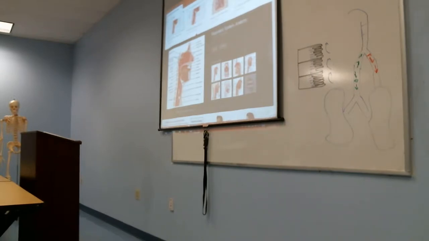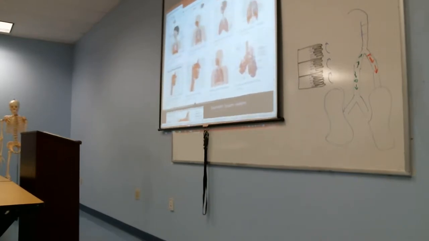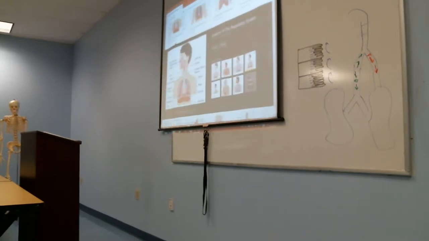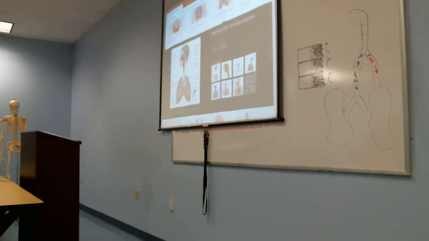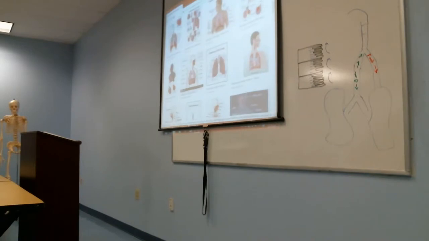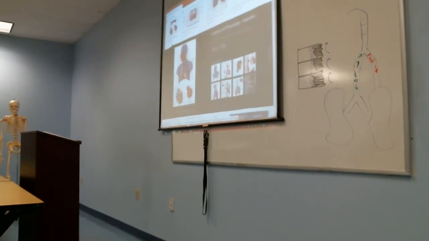What else? Then as it descends, the trachea branches off into two tubes. One goes into the right lung, one goes into the left lung. Does that make sense? As it goes into the lungs, it branches off into smaller branches. And all those smaller branches eventually branch off into the smallest branches, which then end in these clusters of alveoli.